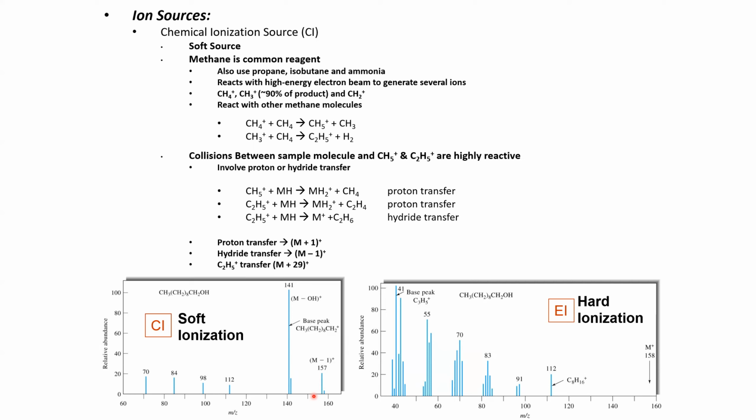So the collisions between the sample molecule and CH5+ and C2H5+ are highly reactive, and they involve proton or hydride transfer. If we've got a proton transfer, then typically we'll have an M+1 peak. If we have hydride transfer, then we'll have an M-1 peak. And then a C2H5+ transfer is going to be the mass plus 29. So basically we're adding this onto another molecule. That is possible.